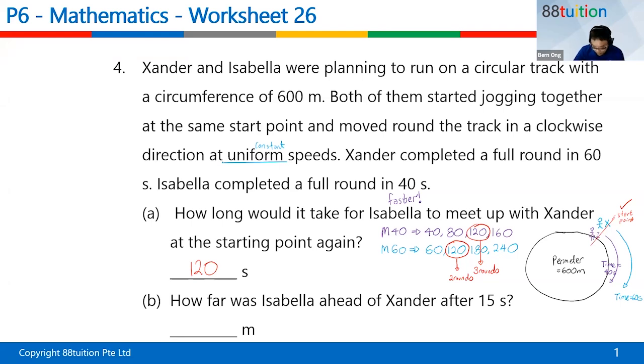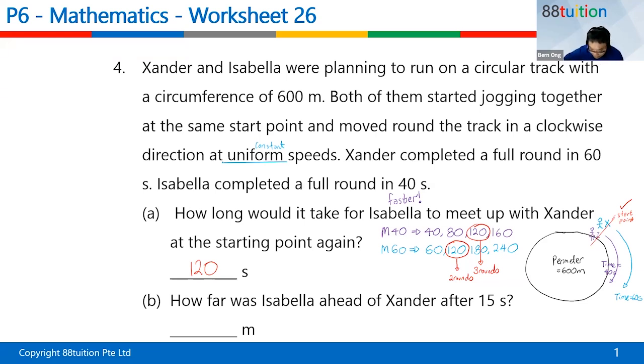Okay. Is that okay? So we are actually looking for the multiples of 40 and the multiples of 60. Looking at the same number, 120, our dear Isabella will complete 3 rounds in 120 seconds. Our dear Xander will complete 2 rounds in 120 seconds. So they will eventually meet at the starting point after 120 seconds of run. Is that okay? Okay. So how far was Isabella ahead of Xander after 15 seconds?